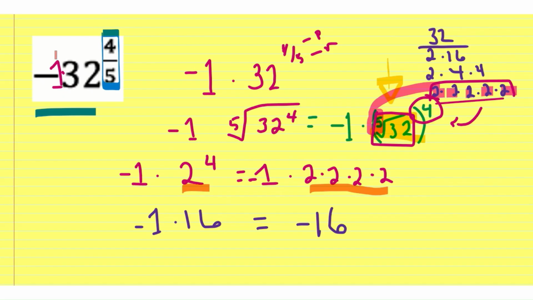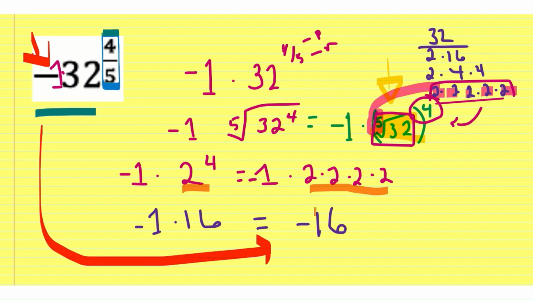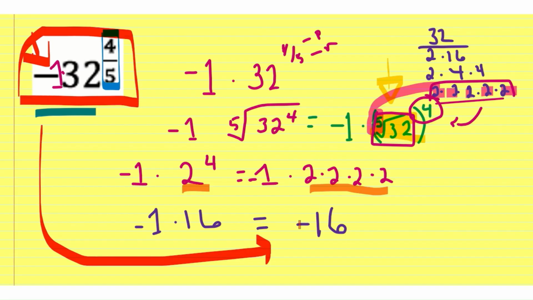So it's always significant that when I've got a negative out here that's not affected by that power, it typically gives me a final answer that's also negative. So -32 to the 4/5 power is equal to -16. Okay, let's see what else we have here.